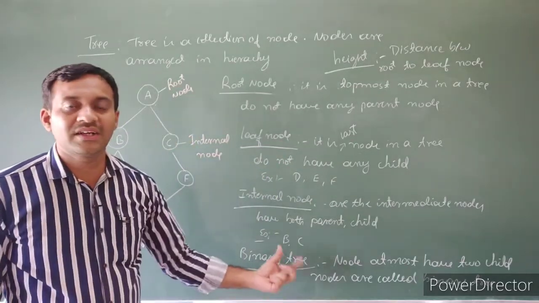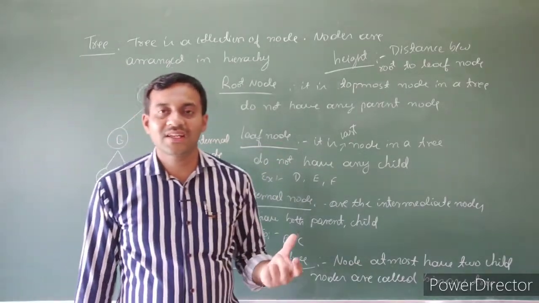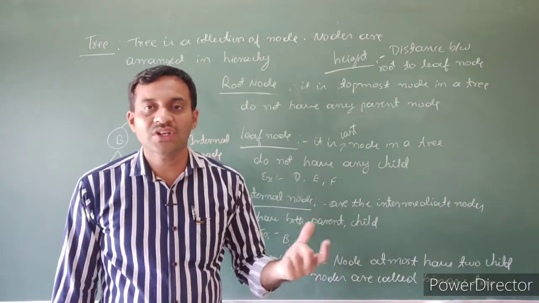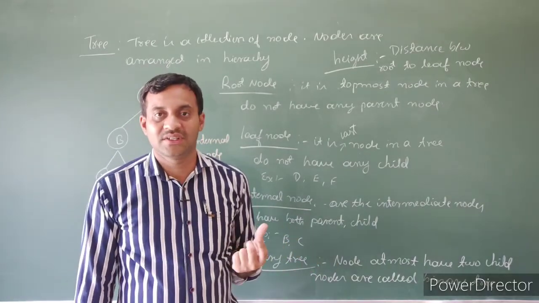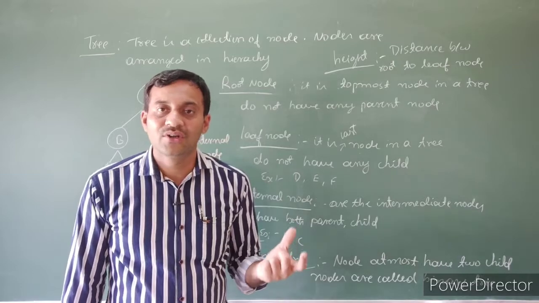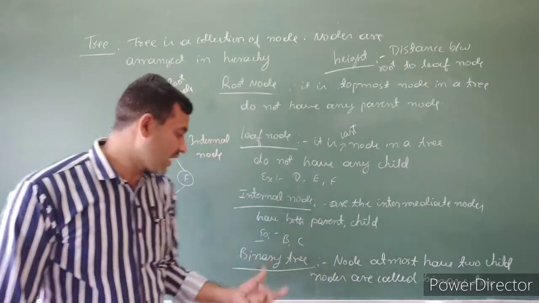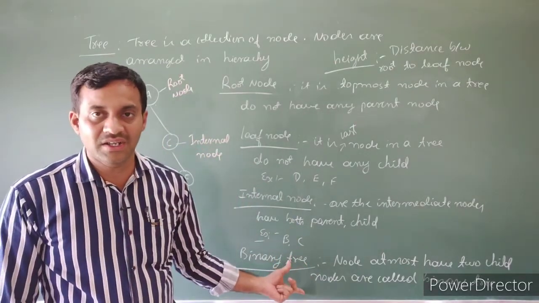Next one is the binary tree. A node has at most two children. A node that has at most two descendants, or two children, is called a binary tree.